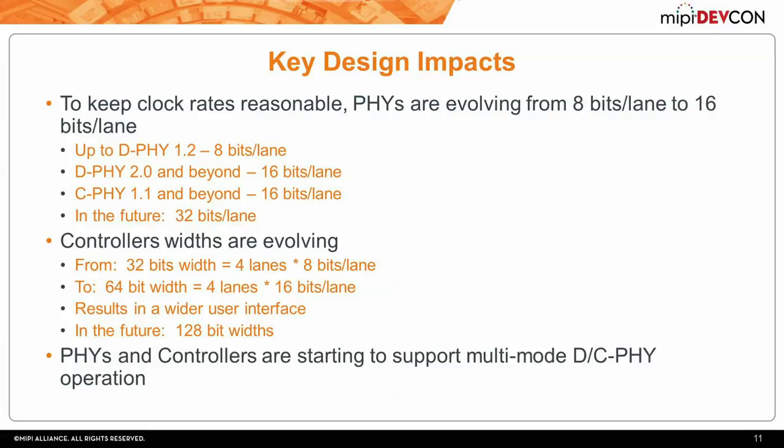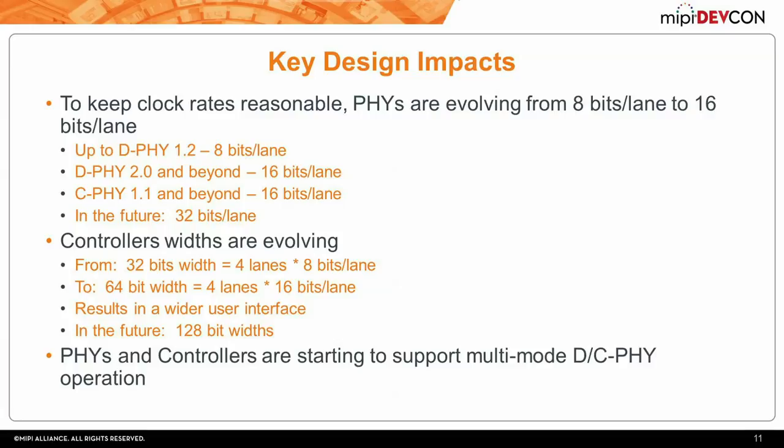But with CPHY, the rates are high enough that the CPHY standard does not support 8 bits per lane. It starts at 16 bits per lane. So all of a sudden, if you're going to have 3 lanes of CPHY, 3 lanes times 16 bits per lane means you've got 48 bits. So immediately, you have to have a wider controller, and you have to have wider user logic to process the data. So what we expect to see happening is CPHY has already made the transition to 16 bits per lane.